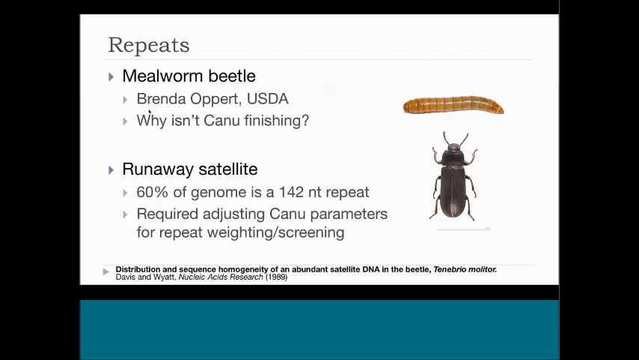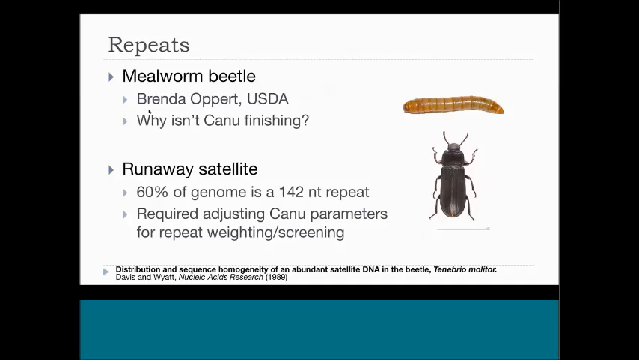Not knowing this going into the project, you end up overwhelmed by this huge amount of very simple sequence repeat content that's very difficult to assemble. And if the assembler is not prepared for this, it's going to do a terrible job. Luckily, in this case, Canu has options that allow it to deal with such sequences. With some parameter adjustment, we were able to get an assembly through, basically by screening and weighting the repeats more aggressively than by default.